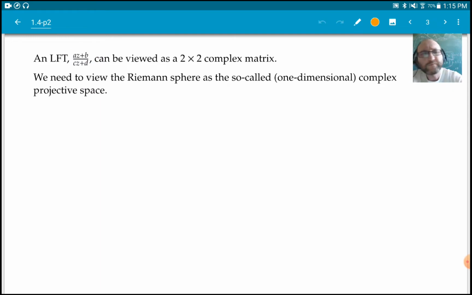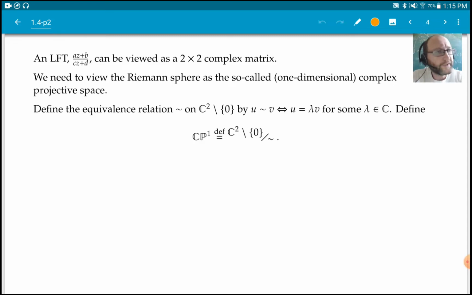Now, for this, we need to view the Riemann sphere in a different way. We view the Riemann sphere as the so-called one-dimensional complex projective space, CP1, or sometimes just P1. Now, the way that we define this complex projective space is we start with C2, so C cross C.